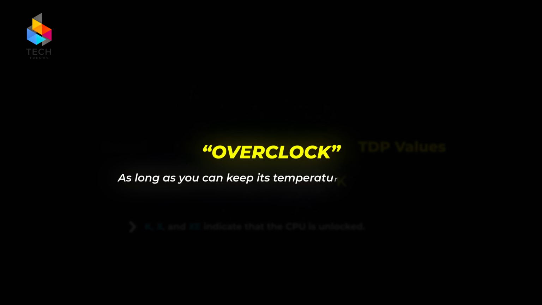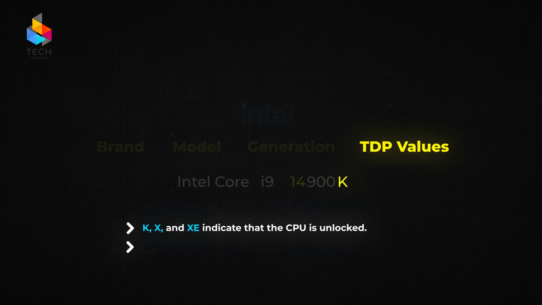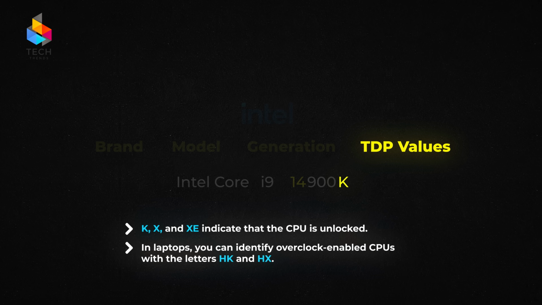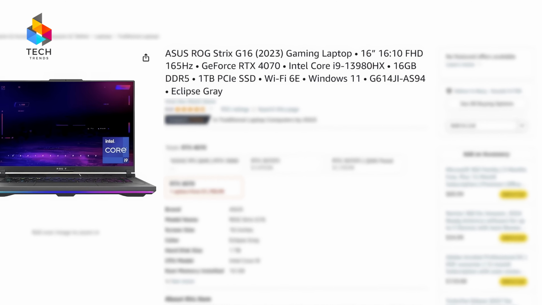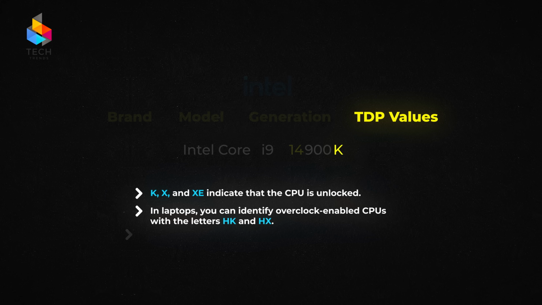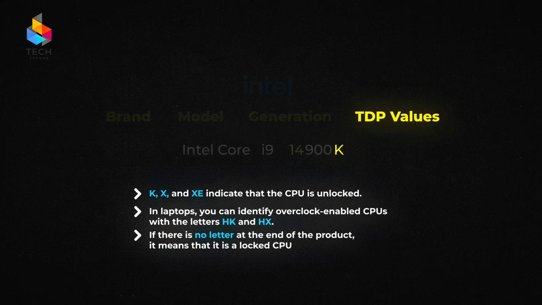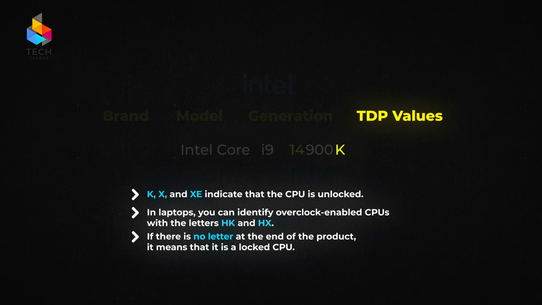As long as you can keep its temperature under control, it will keep reaching higher speeds in laptops. You can identify overclock-enabled CPUs with the letters HK and HX, while they can't offer the clock speeds of a desktop. K, HK, and HX CPUs are also able to overclock. So, if there is no letter at the end of the product, it means that it is a locked CPU, which means you can't overclock it.